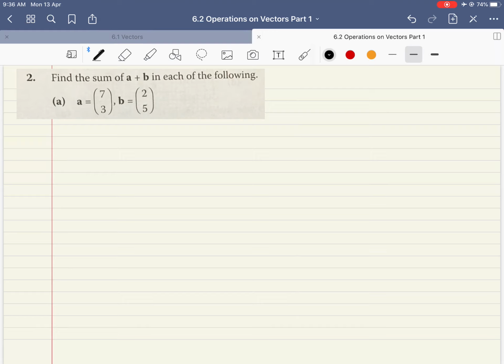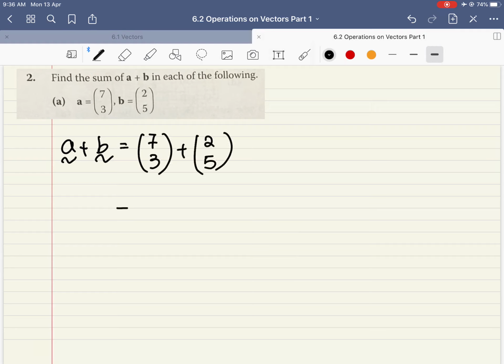Now I move on to question 2a. For question 2a, they want vector A plus vector B. This calculation is quite similar to what we've done in matrices. If I want to add two vectors, simply I will just take 7 and 3 plus 2 and 5. I'll add the 7 to the 2 to get 9. I'll add the 3 to the 5 to get 8. So the sum of vector A plus vector B is 9 and 8.